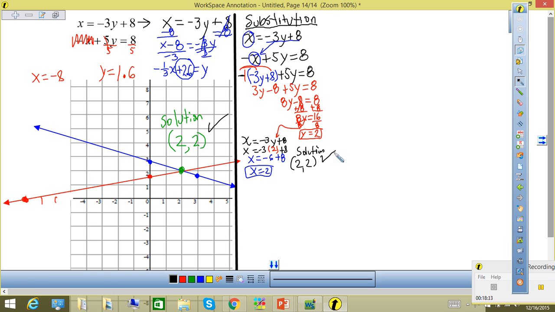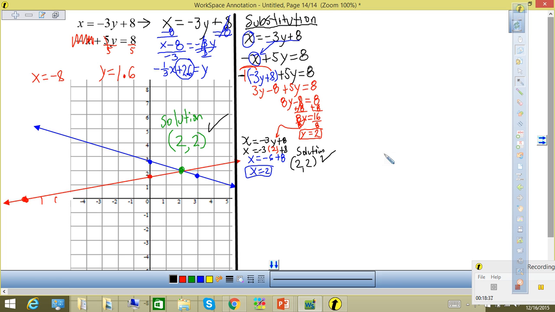So, we got this one and we got this one. So let me ask you a question. Hold on. Let me ask you a question. Since we found the solution to be the same on the second method, do we have to check at this point? Talk it over with your neighbor. Do we have to check? It's one of the steps.